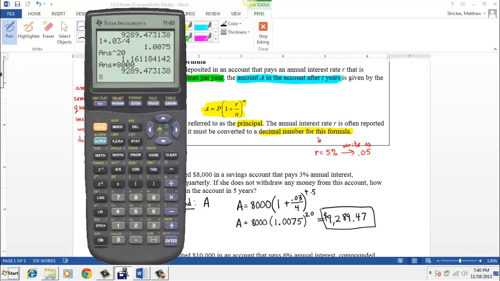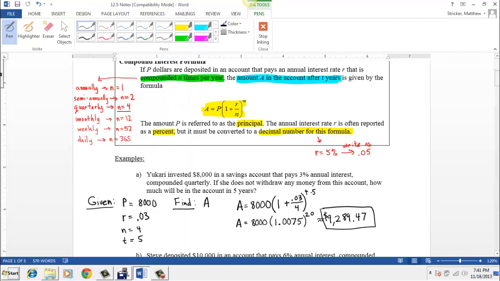So do basically the inside part of the parentheses first, then raise that answer to the 20th power, and then multiply that by 8,000. Notice all 3 ways I just showed you came up with the same answer. This section is going to be extremely important that you know how to work calculators to do calculations.